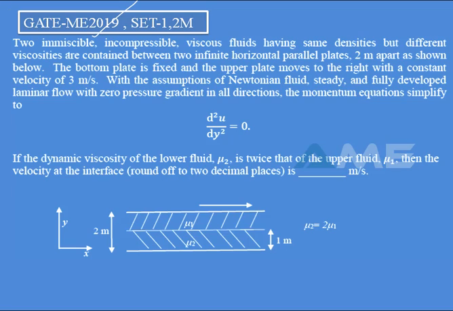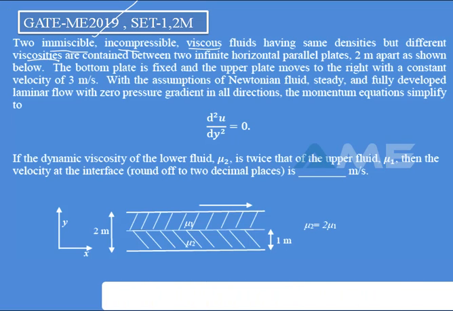You can see here, two immiscible, incompressible fluids. Immiscible means it won't mix together. Incompressible means when they are touching or contacting each other, it won't compress. And these are viscous fluids. That means the shear will exist, with the same densities but different viscosities. Viscosity will be there for the two fluids.